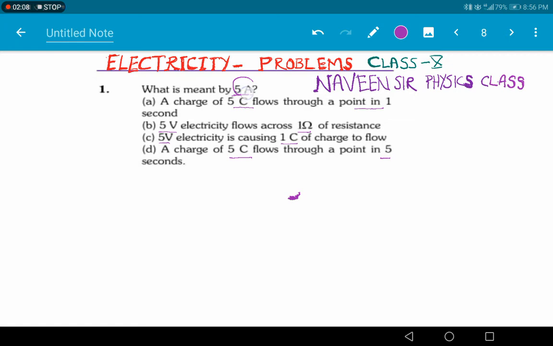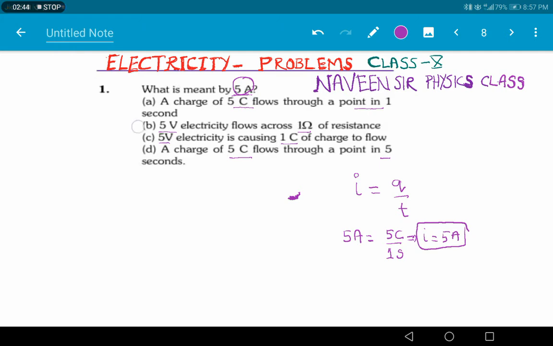First we should know what is current. Current is equal to flow of charges in a given time. So if you observe these options carefully, the current is 5 ampere. When will it be 5 ampere? If the charge is 5 coulomb and the time is 1 second, then only we are going to get current as 5 ampere. In any other case you won't get it.